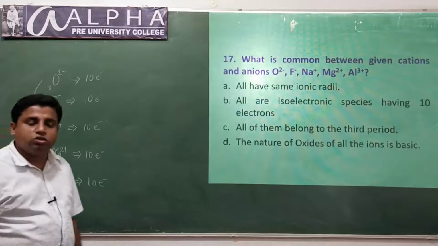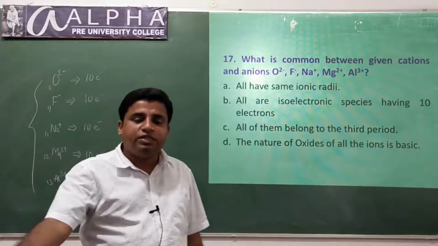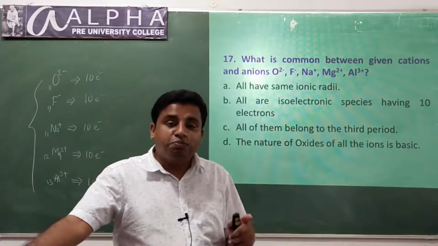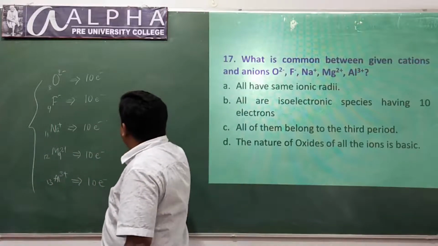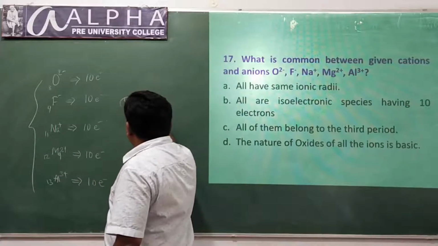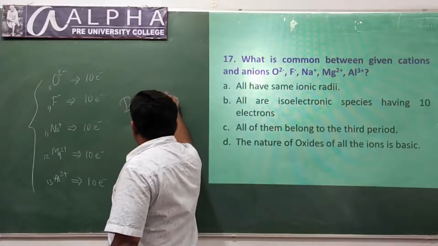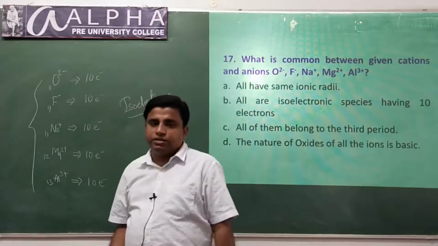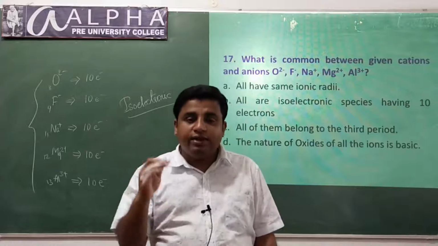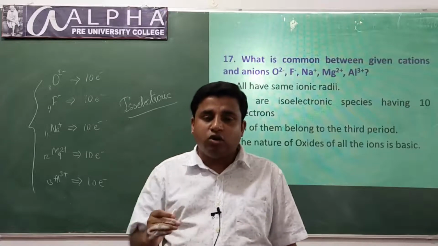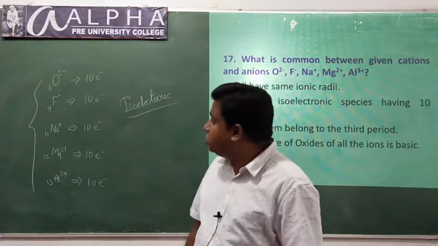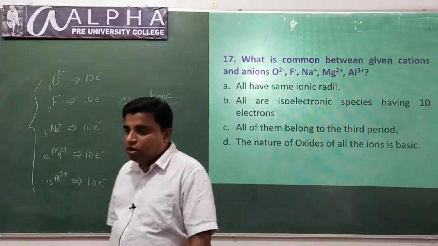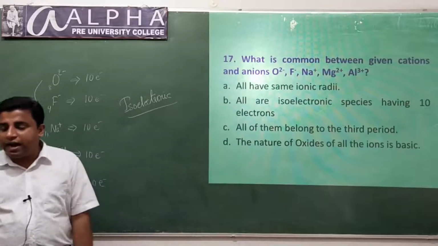By the way, students, what do you call the species having the same number of electrons? The species with the same number of electrons are called isoelectronic species. So what is common between the given cations and anions?